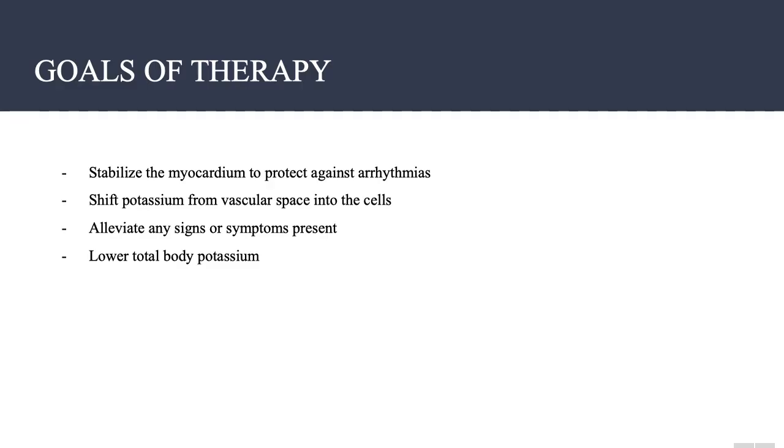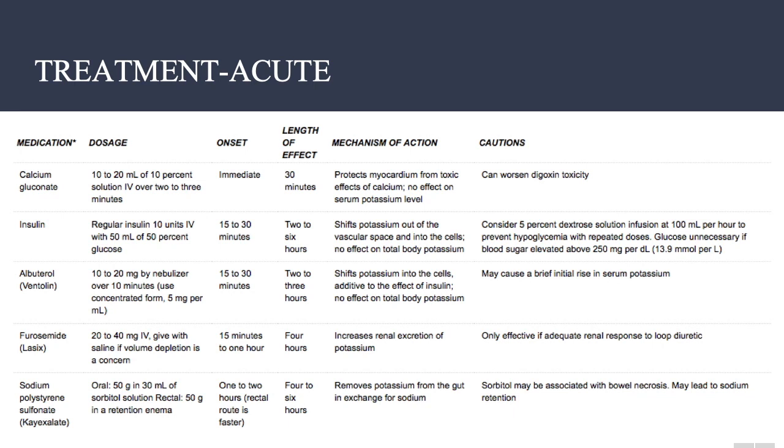Treatment, goals of therapy. So I'm quickly going to just skim through this. It's fine. I don't really have any concerns with this one. Treatment, acute. I see you have your medications here in the first column, the dosage, the onset, the length of effect, mechanism of action, and cautions. Okay, so you have 6 different columns.